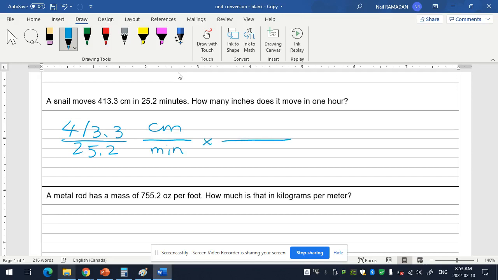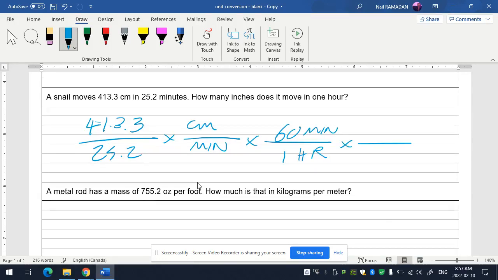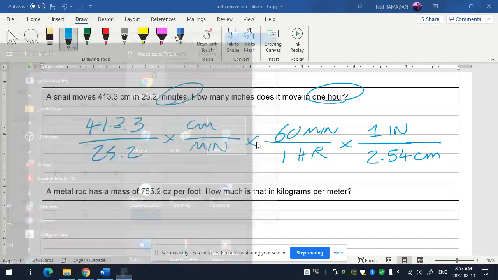Who would like to give me the first fraction? I don't care if you have to do centimeters first or minutes first. Josh. Okay. Sure. So which goes where? 60 minutes over 1 hour. Perfect. Times. Oh, we don't need a day. 1 hour and minutes. What did you say? 1 inch over 2.54 centimeters. Okay.